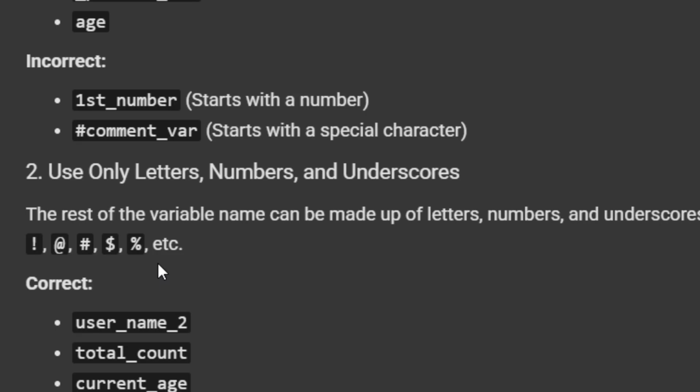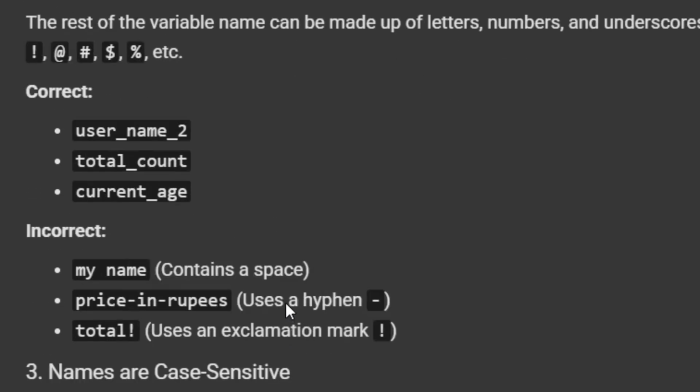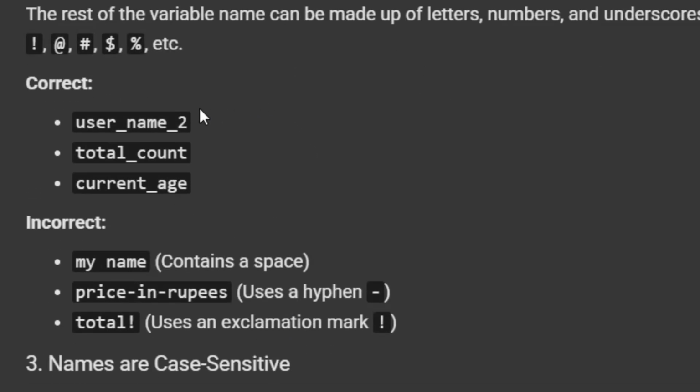Let me show you some correct ways to declare the variable name. So username_2, you are using a numerical value here, but this is not at the starting, this is at the end of the variable name, which would not create any problem. Total count, that is the right way. Current age also works fine.